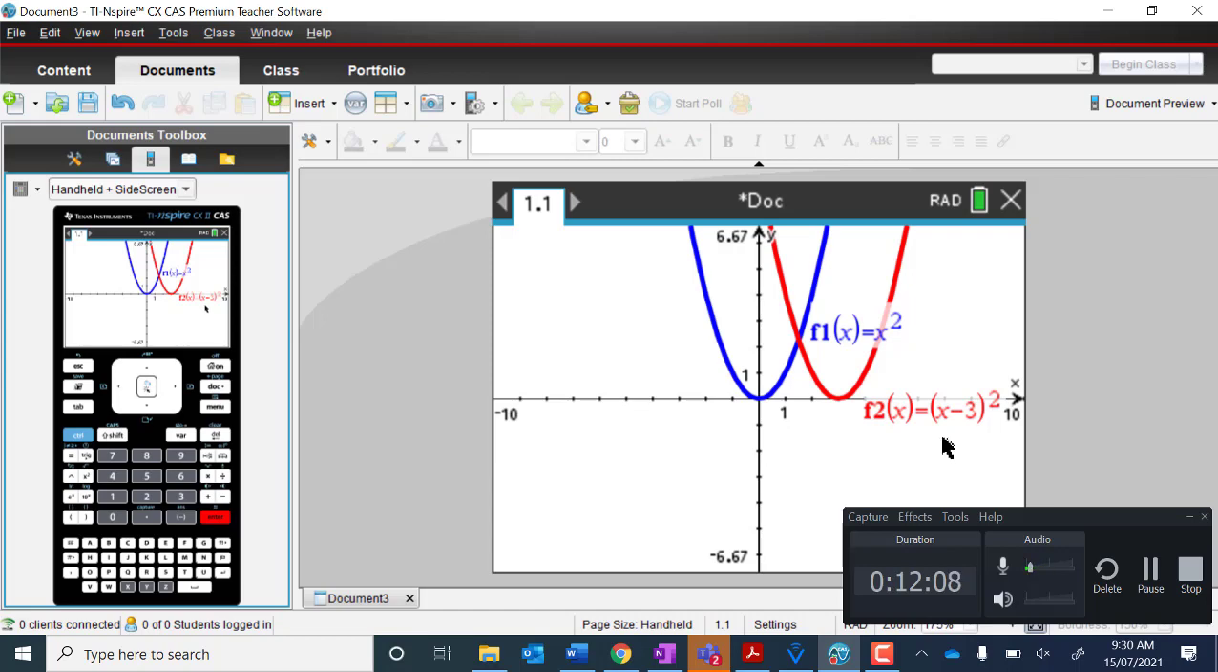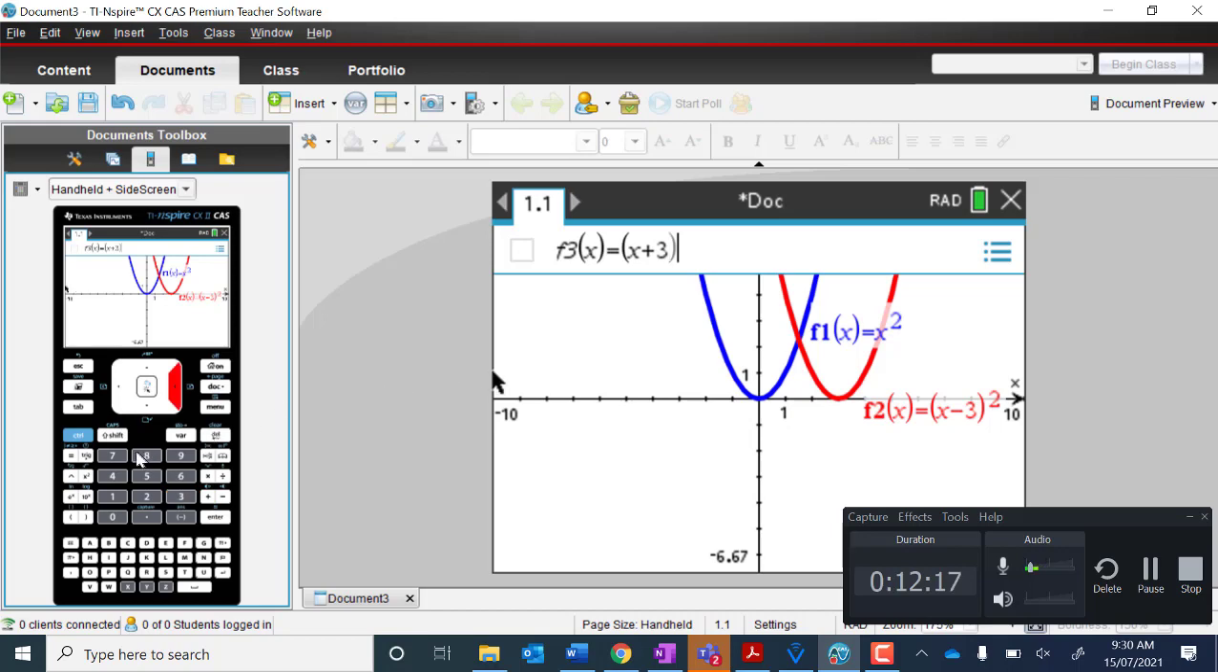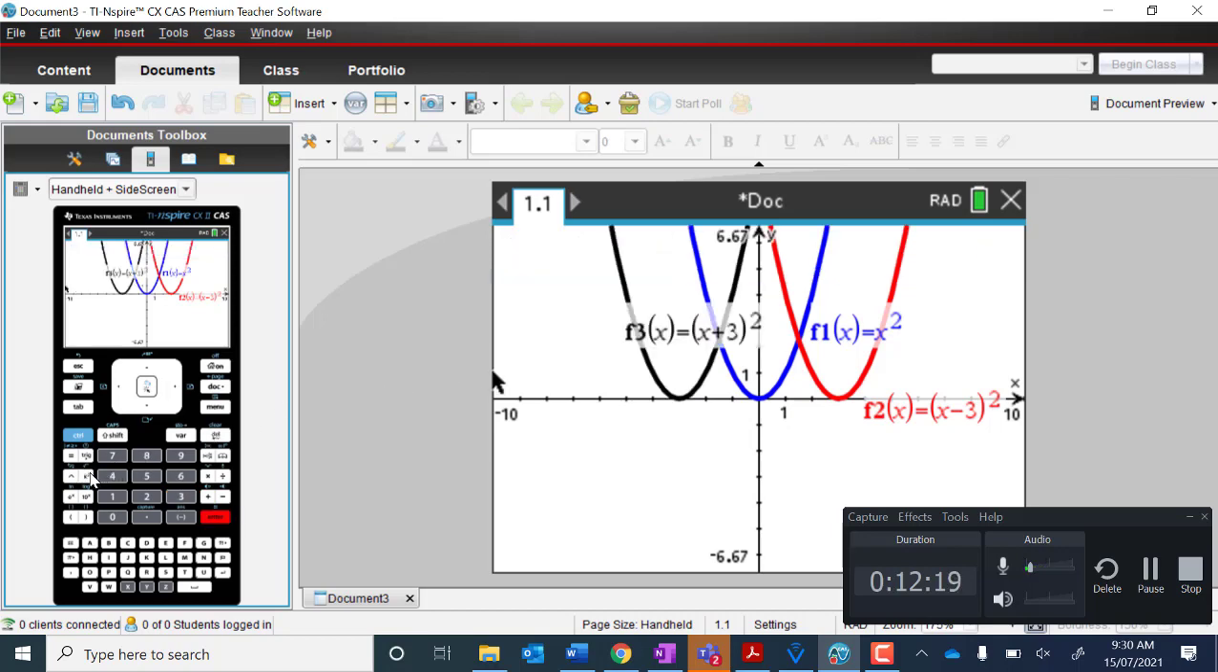Now, what about if I was to do x plus 3 all squared? What do you think is going to happen there? It's going to move it to the left 3 places. Again, how do we start comprehending why that is? My little shortcut is, what does x have to equal for this to be 0? It would be negative 3. So there's those, and you'll have to complete those.